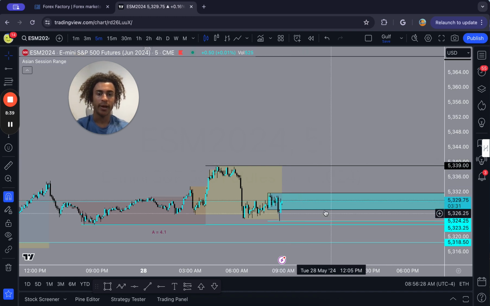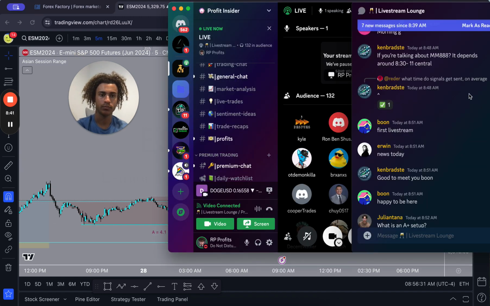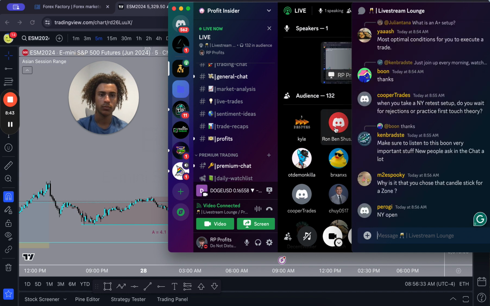Alright, so we are getting a little bit of buying pressure here. Let's see how this plays out. Why did I choose that candlestick for a zone? That is the New York Open.